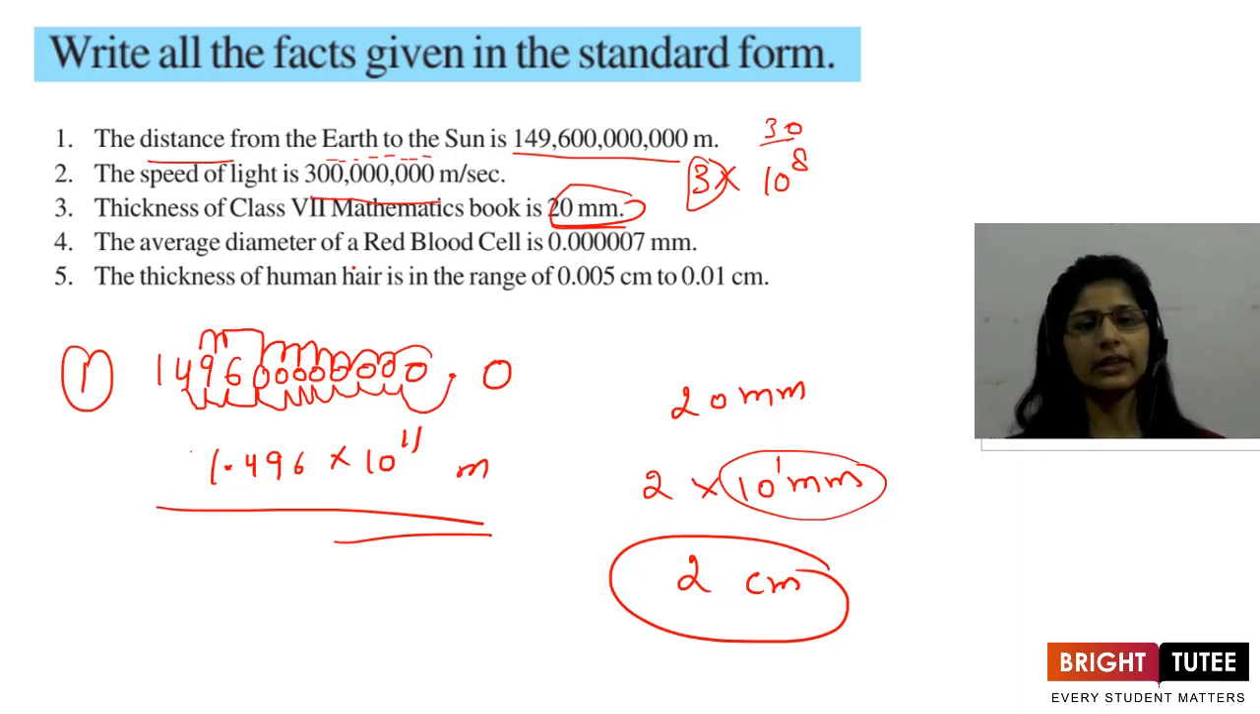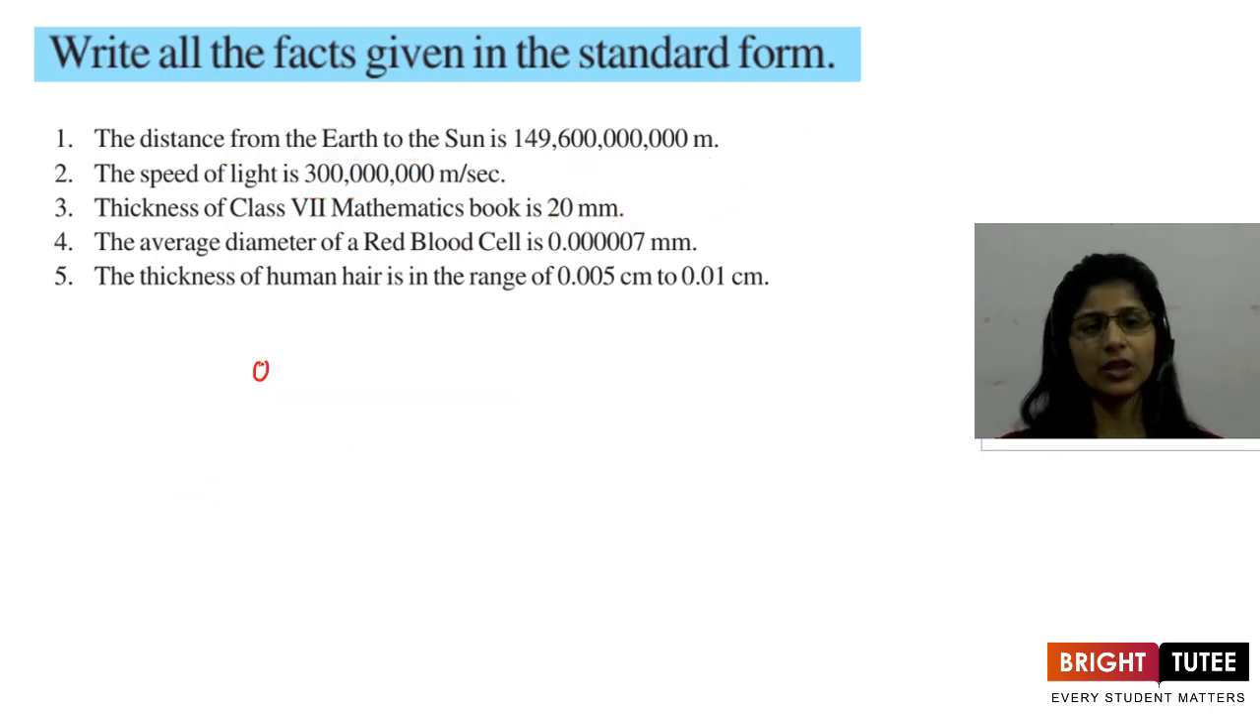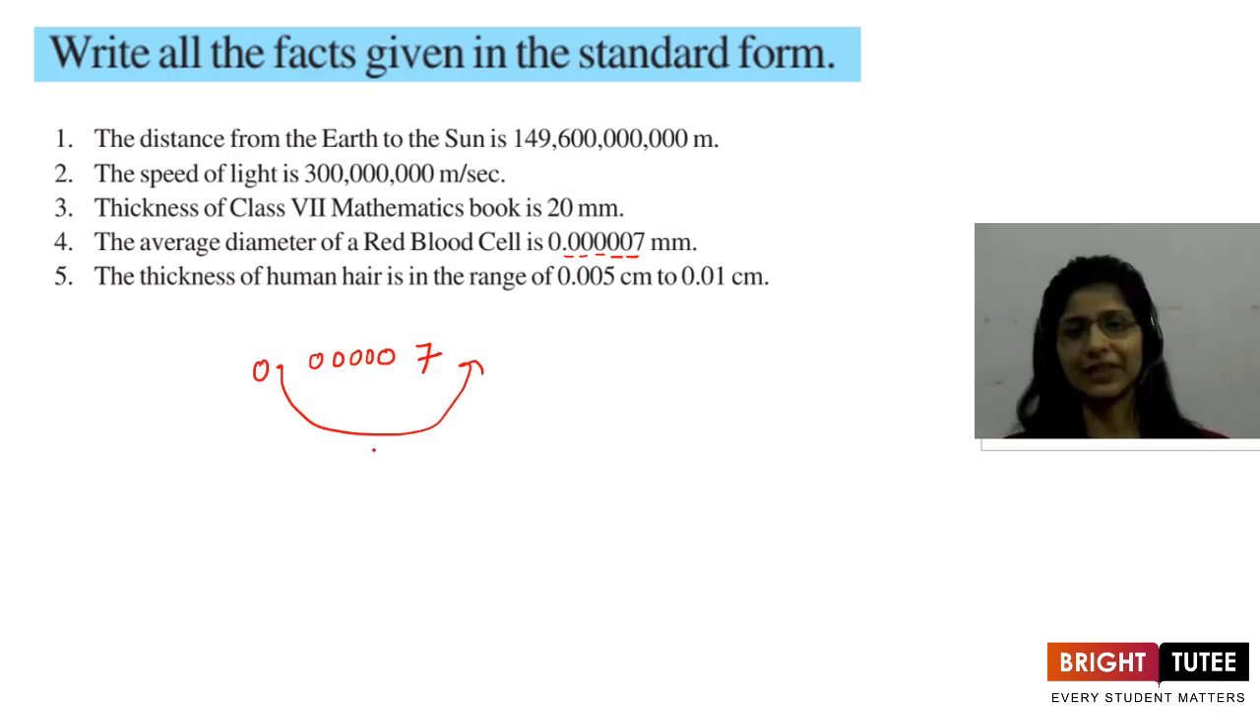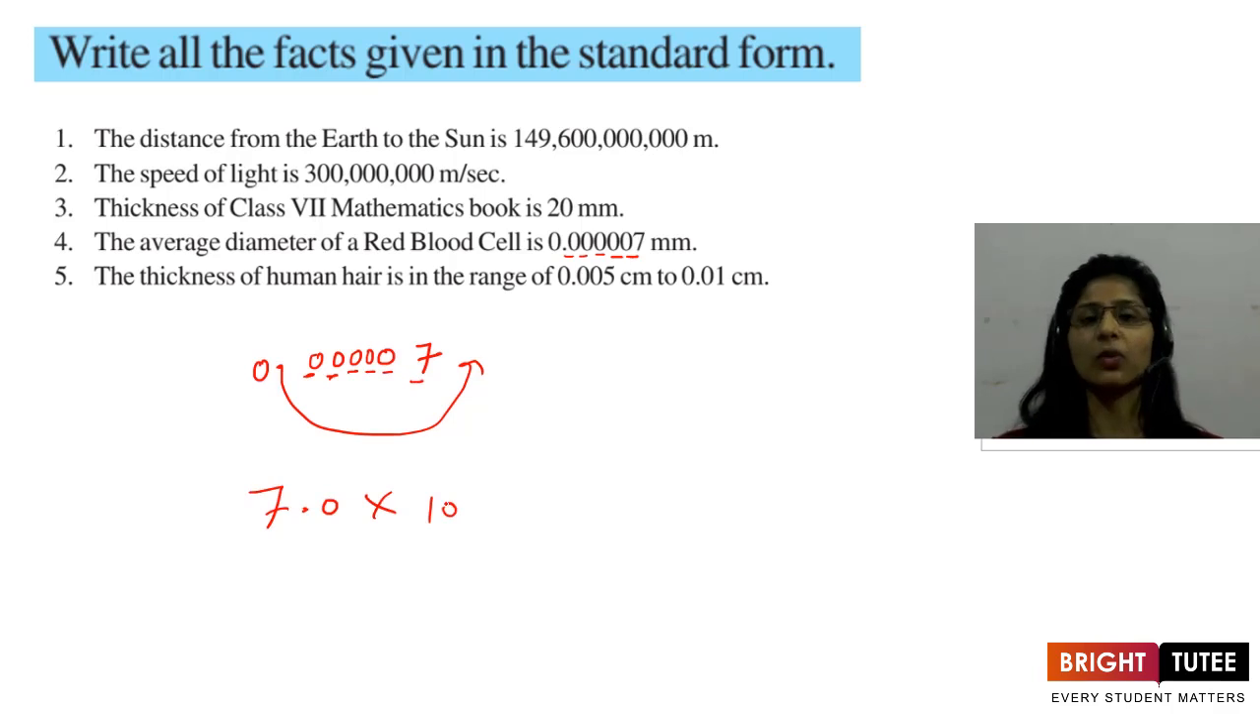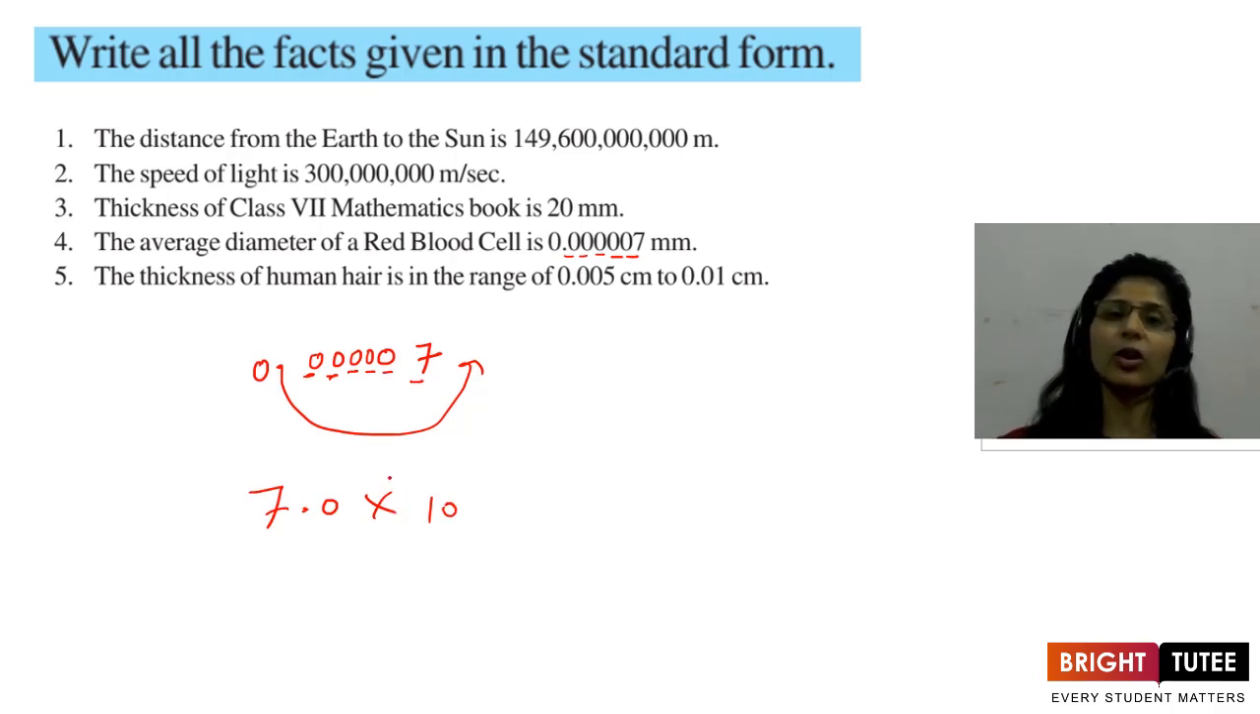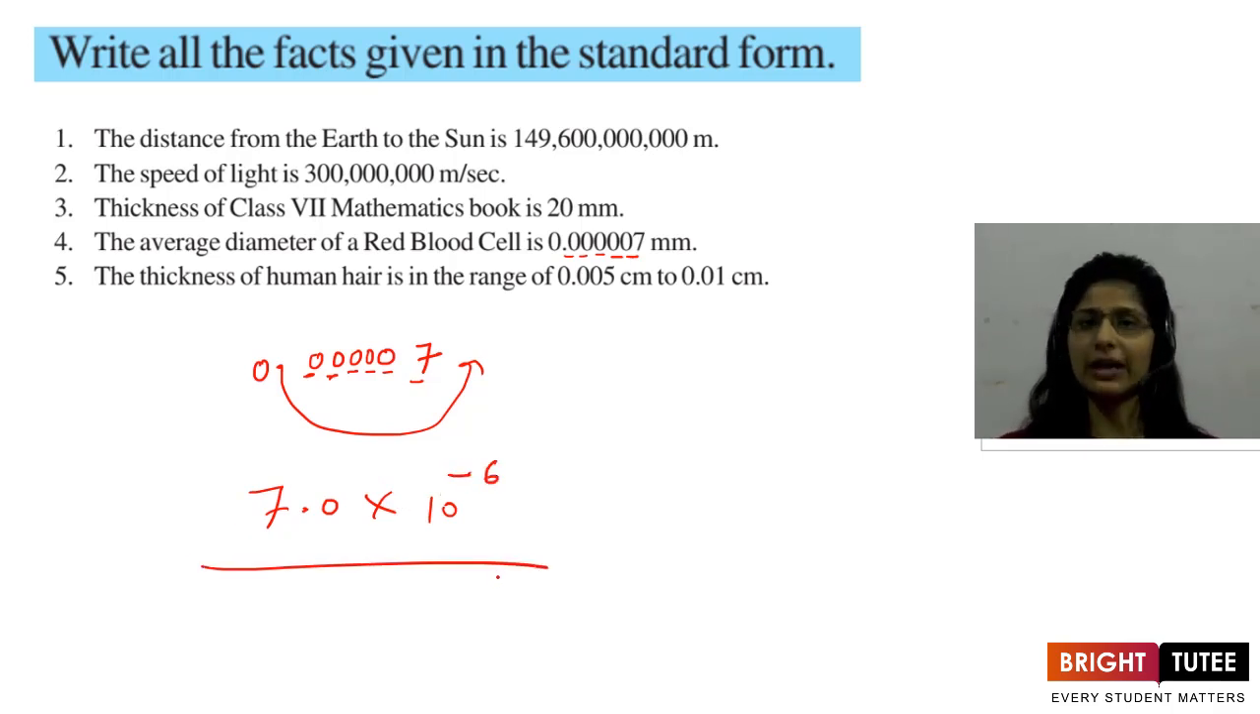Okay. The next one is the average diameter of a red blood cell is 0.000007. So let us do this. 1, 2, 3, 4, 5 zeros and 7. So we are going to put this decimal here. How many places to the right will we shift? We will shift 1, 2, 3, 4, 5, 6. So we'll get 7.0 into 10 to the power. Which side are we moving? Right side. So recall what I told you. Positive or negative power? Negative power. 7 into 10 to the power minus 6.